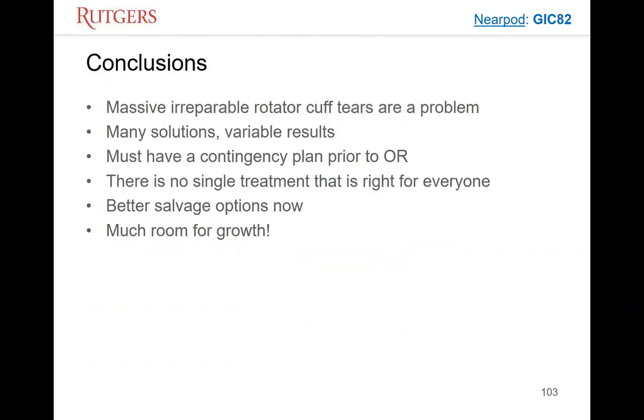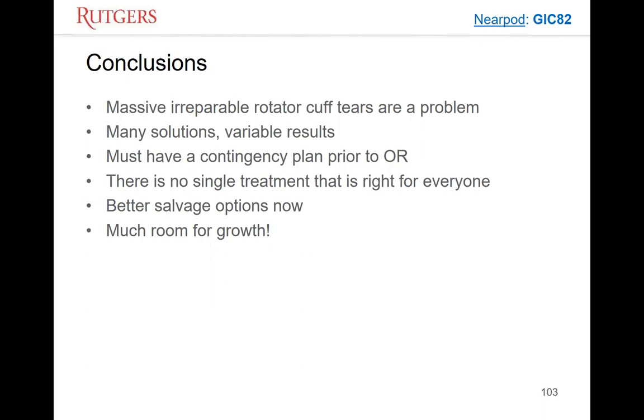So in conclusion, massive irreparable rotator cuff tears can be a large problem, even if they are technically repairable. However, the truly irreparable tears still do not have a gold standard solution, despite many options now. It's important to stress that we as surgeons are not very good at predicting which cuffs are going to be irreparable preoperatively, and not all massive tears are irreparable.